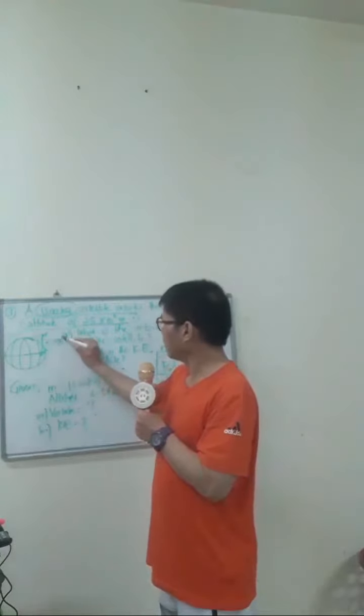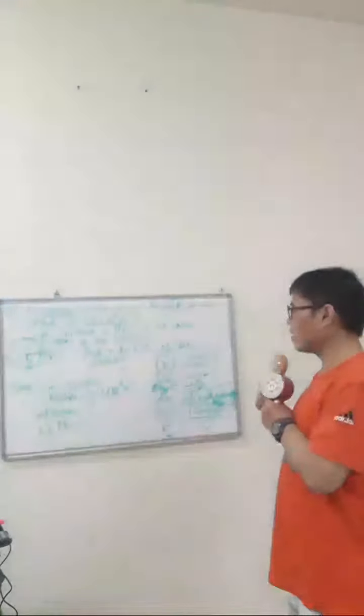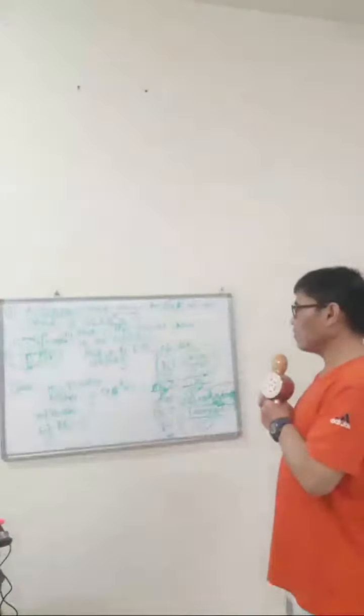Times 10 to the 6 meter. So meaning to say you still have the radius here, from here, like that. So you still have the radius there. So you need to say 2.5 times 10 to the 9 plus r. Okay, here, because it's added here.